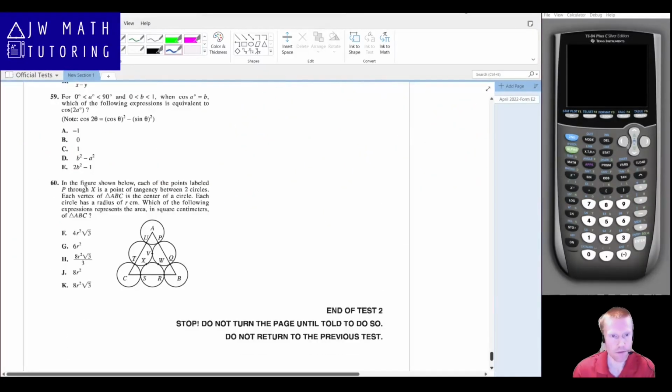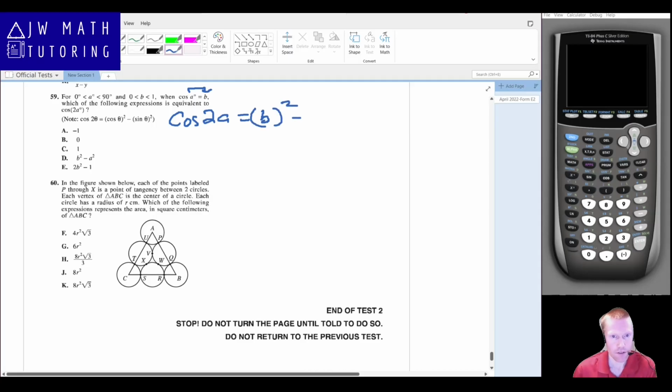For problem number 59, there are, again, multiple ways that you could solve this. I'll show method 1, which would be to note that they tell you cosine 2 theta equals cosine squared theta minus sine squared theta. So cosine of 2A equals cosine squared. Notice the cosine of this angle A is just equal to b. So taking this formula they give you, I would plug in b here.